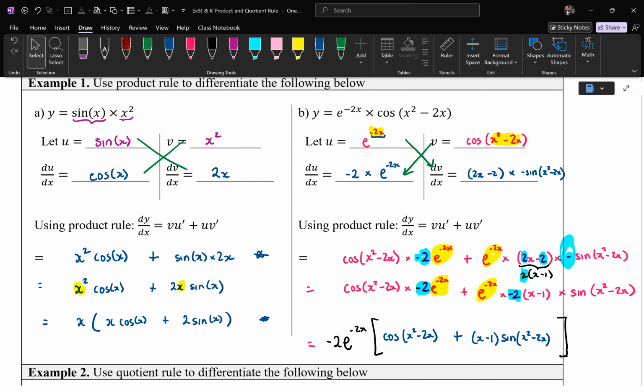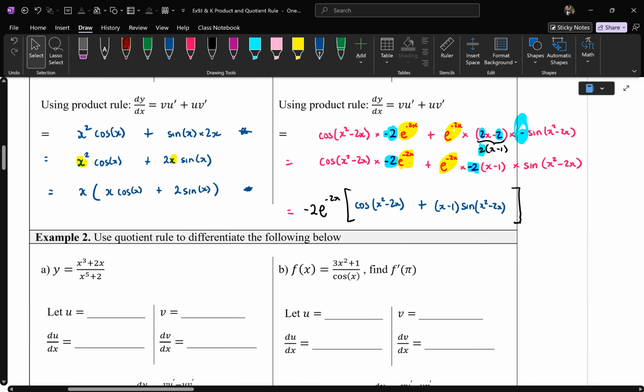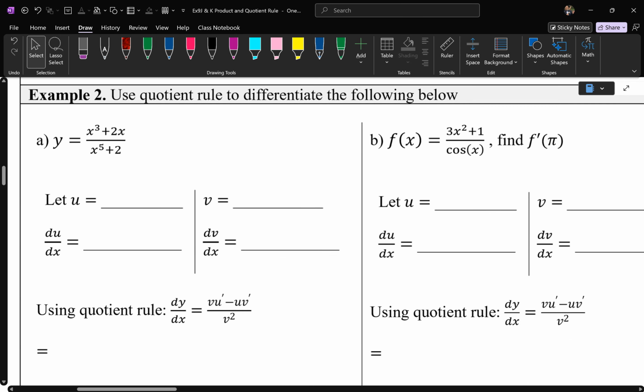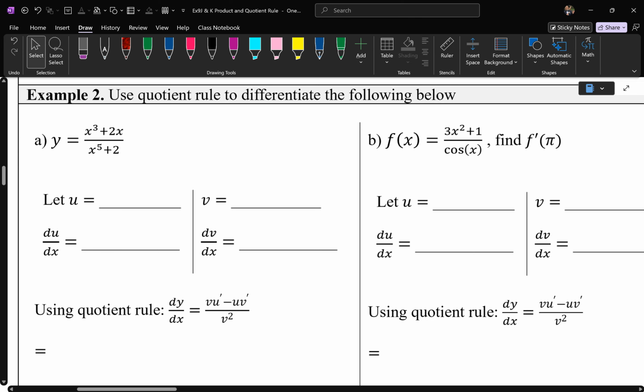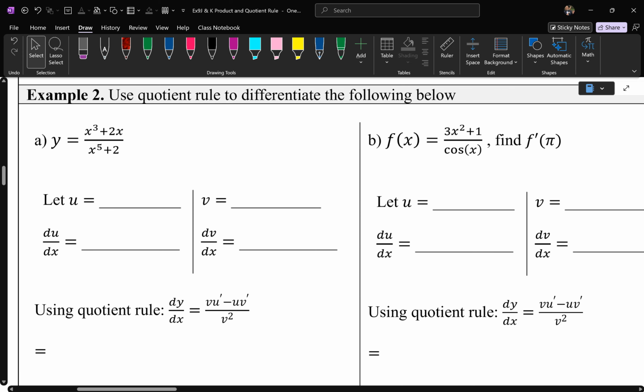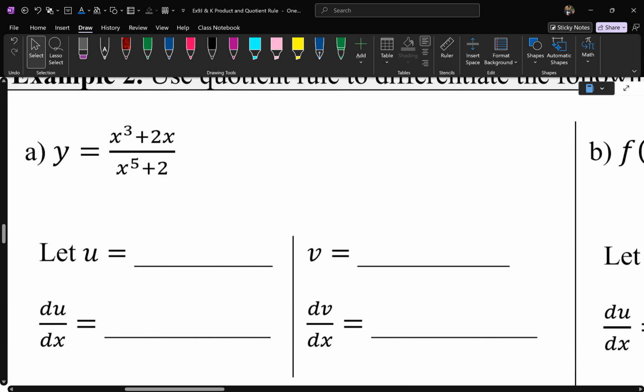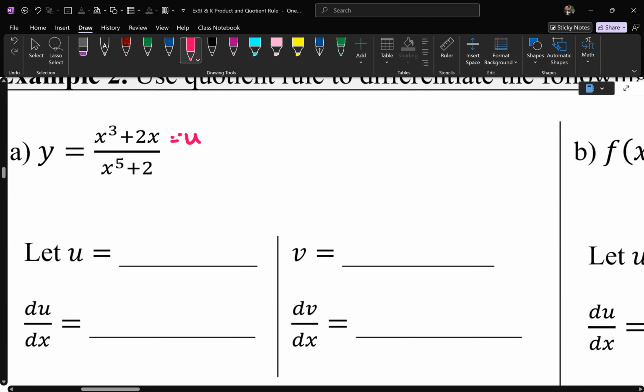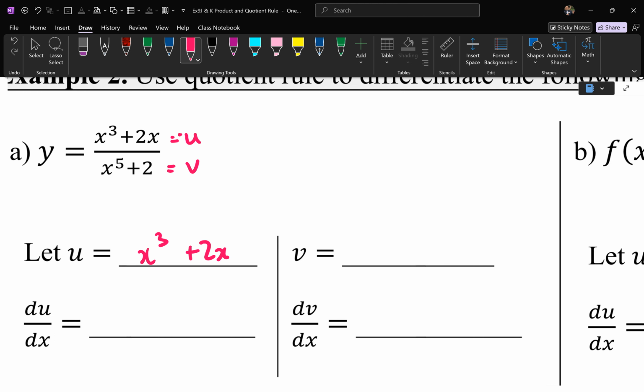All right, team, let's try the quotient rule. Let's try the next example. Next two examples. Same thing, the quotient rule is the other way, VU dash minus UV dash, all on V squared. So here we go, let's have a look. U is the numerator, so let U equal x cubed plus 2x. And V is the denominator, so that would be x to the power 5 plus 2. Find the derivative. This is a nice little power rule: U dash is 3x squared plus 2, and V dash is 5x to the 4, and that's it.